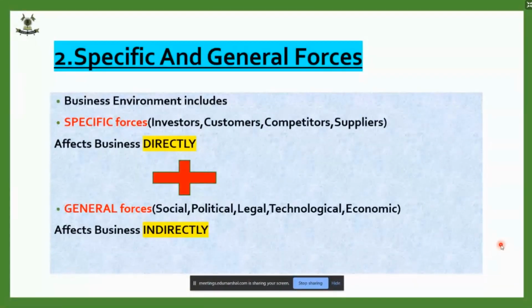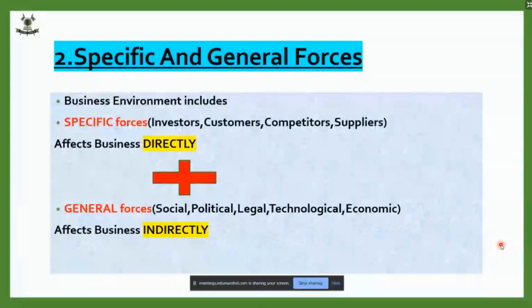PESTLE: political, economic, social, technological, legal, environmental. So we call it PESTLE analysis, or SLEPT analysis also.